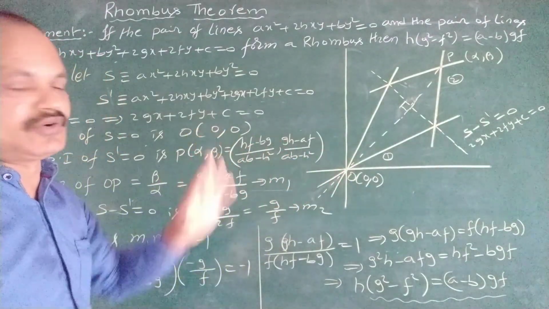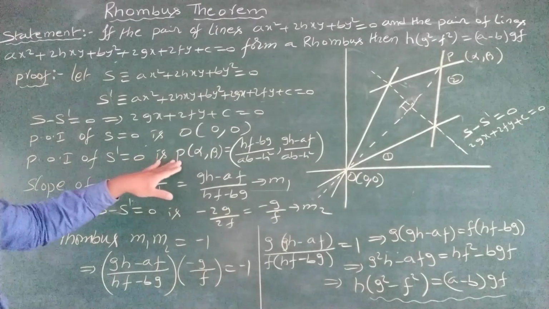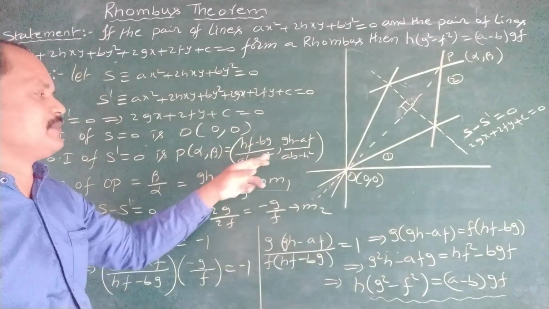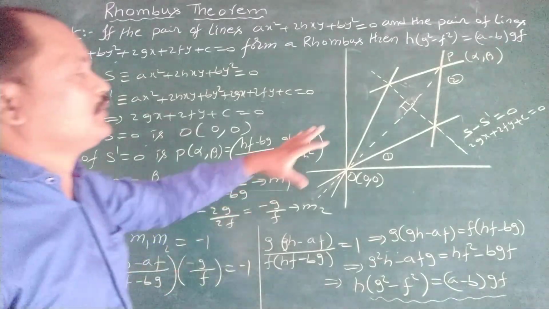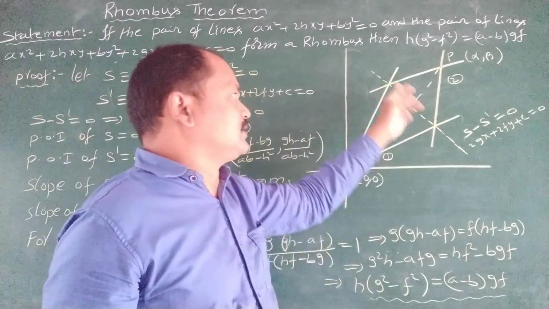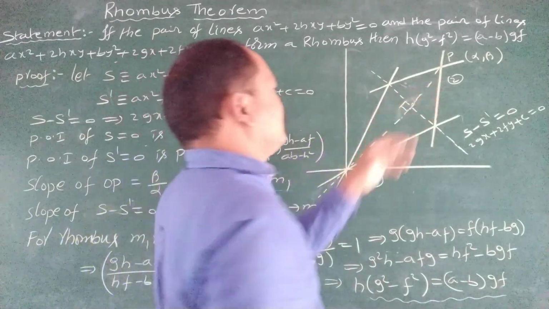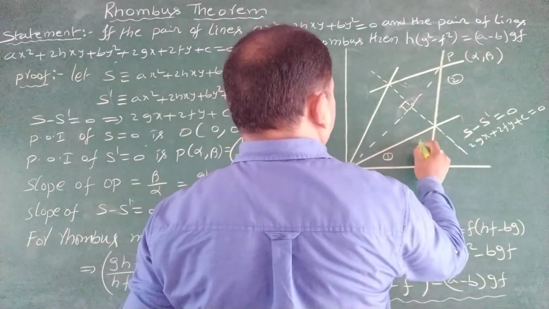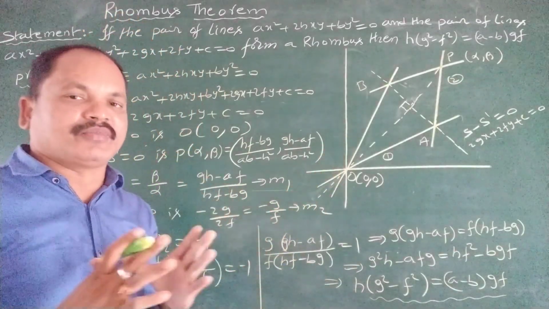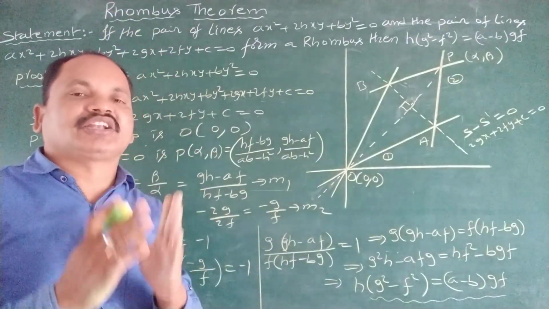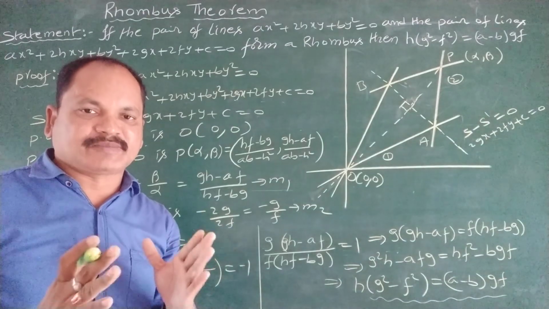And for the second pair of lines, the point P is (α, β) = (hf − bg)/(a − h²), (gh − af)/(a − h²). That's all. Now this is one diagonal, OP, and this is taken as AB, the other diagonal. For a rhombus, diagonals are perpendicular to each other. We know that diagonals are perpendicular to each other.